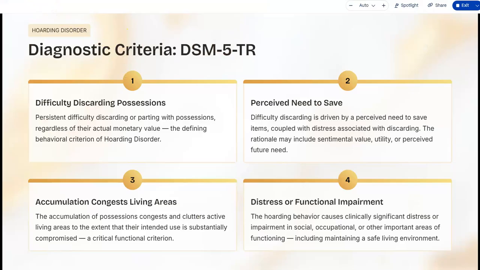Let's go over hoarding disorder. Hoarding disorder is a persistent difficulty discarding or parting with possessions, regardless of their actual value. So it doesn't matter if it's like the tooth floss picks that they've had, even if they've maybe used, they cannot get rid of them. So they may have thousands of them and they can't get rid of them. They cannot part with their possessions.